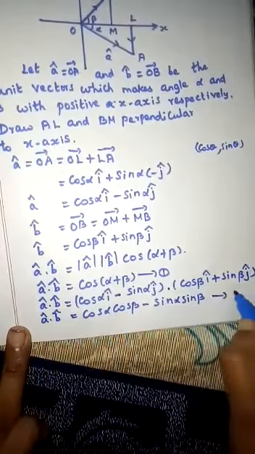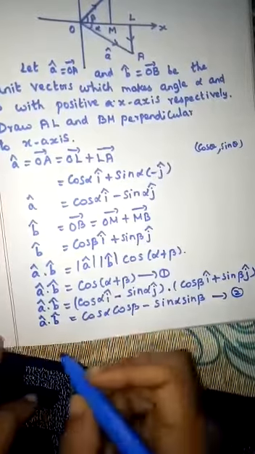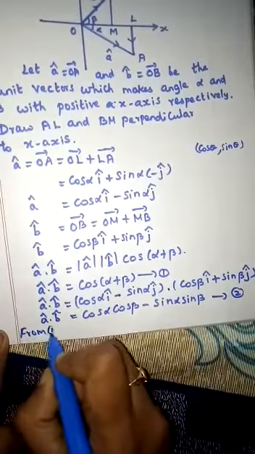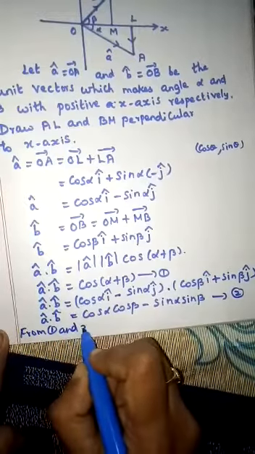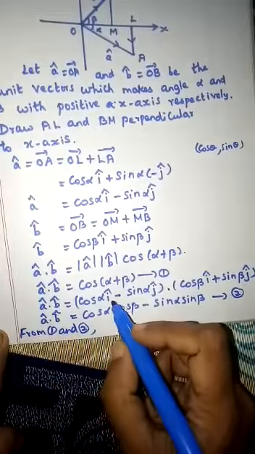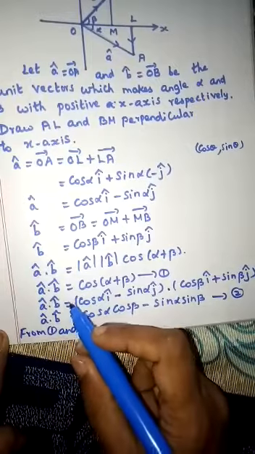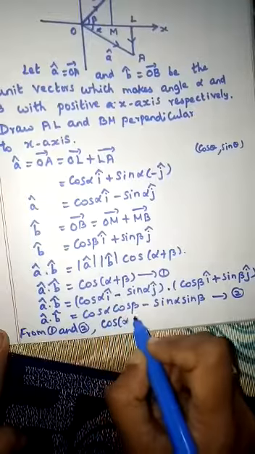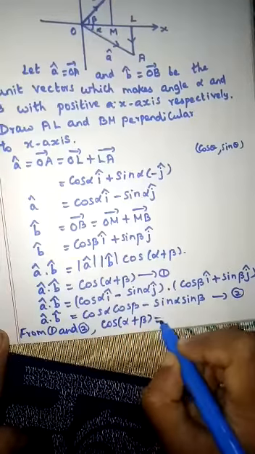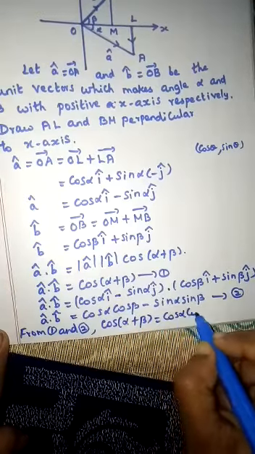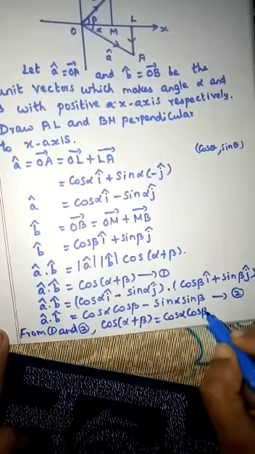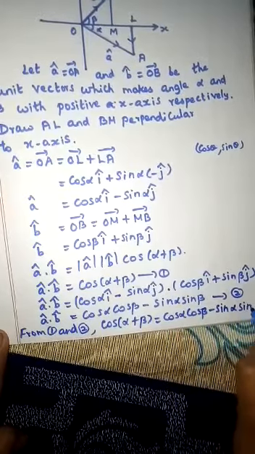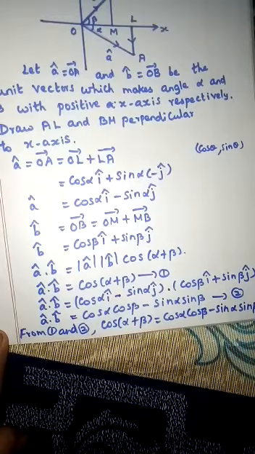This you can mark as A cap dot B cap, equation 2. So from equations 1 and 2, the left hand side values are equal, so you can equate the right hand side values. So cos of alpha plus beta equals cos alpha cos beta minus sin alpha sin beta. This only you have to prove.